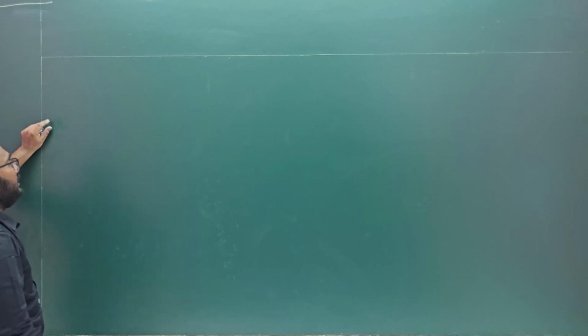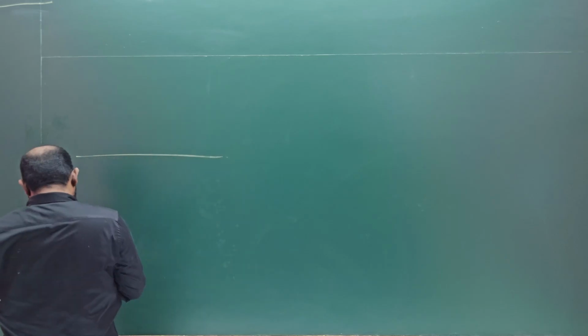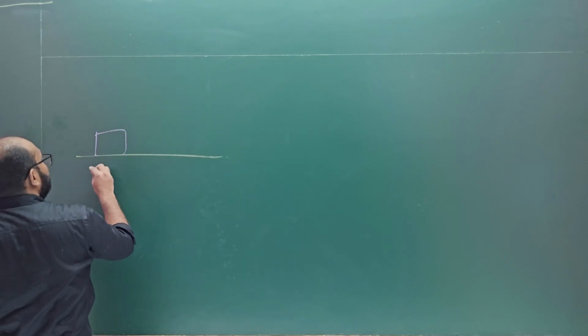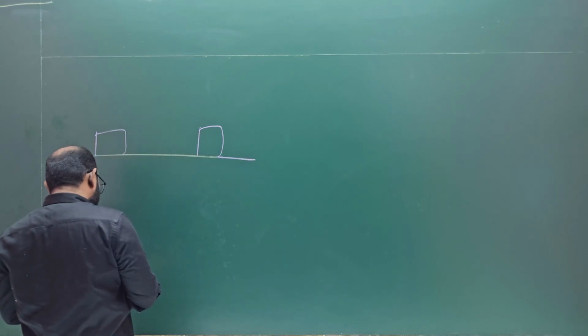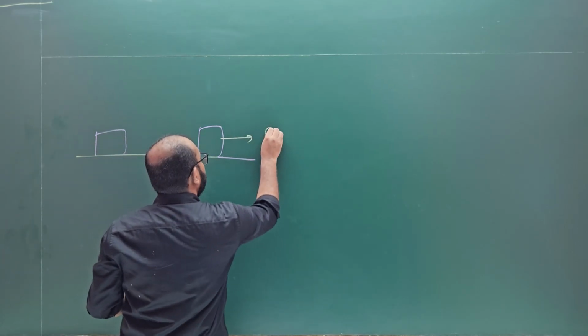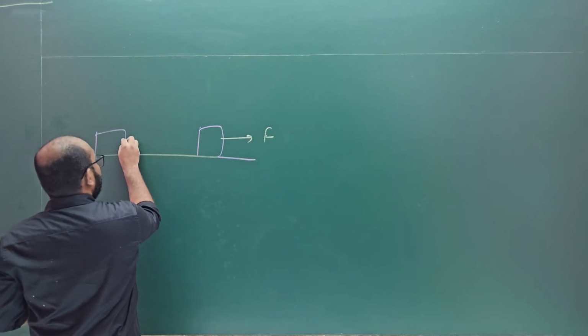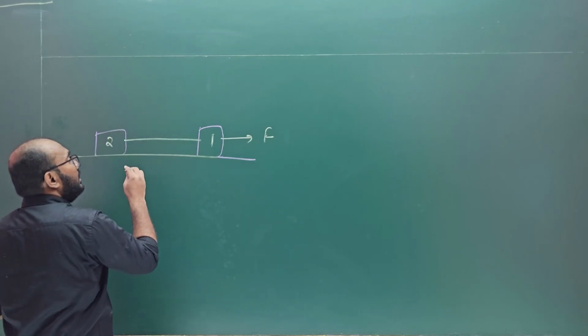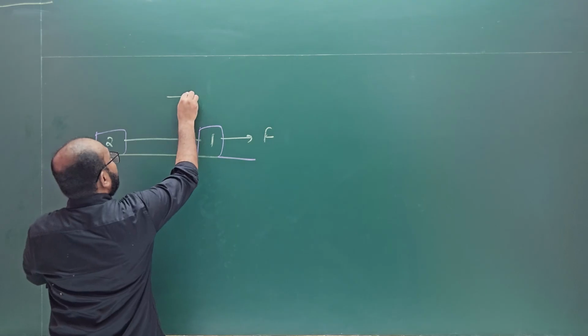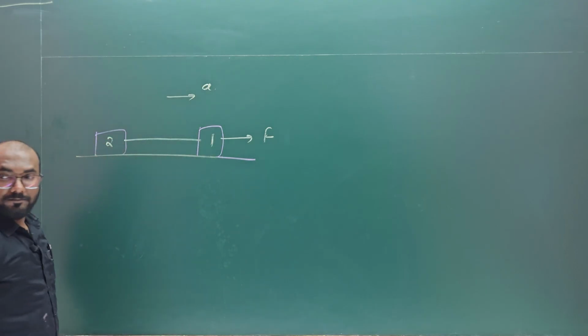So let's say like this. Here is a surface. There are 2 blocks like this, and some force is applied in this direction, and a string is tied between them. This is considered block 1. This is your block 2, and consider the whole system is accelerating in this direction.